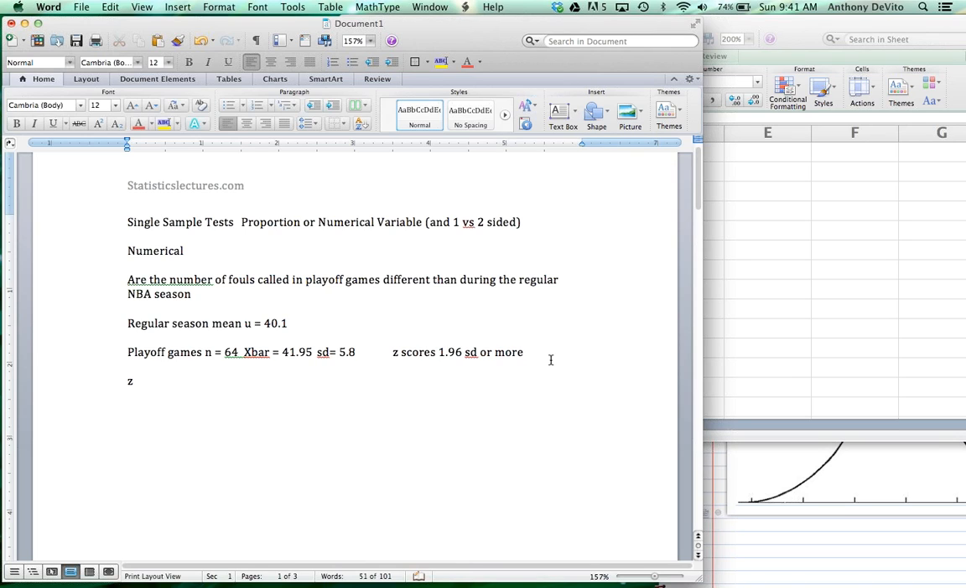Okay, so z is going to be equal to x bar minus the mean over the standard error for this distribution of 64 games. Okay, and what's that going to be equal to? That's going to be equal to, well, it's going to be equal to 41.9. Oh, I got a little ahead of myself a little bit there.